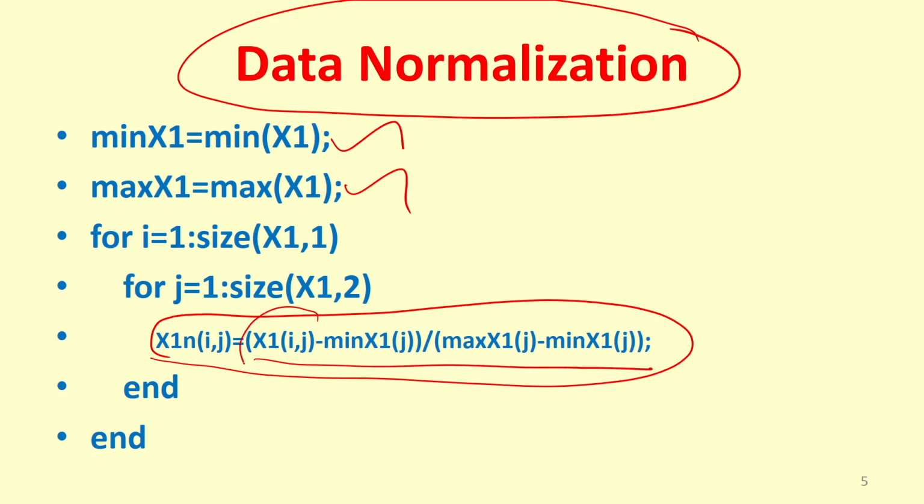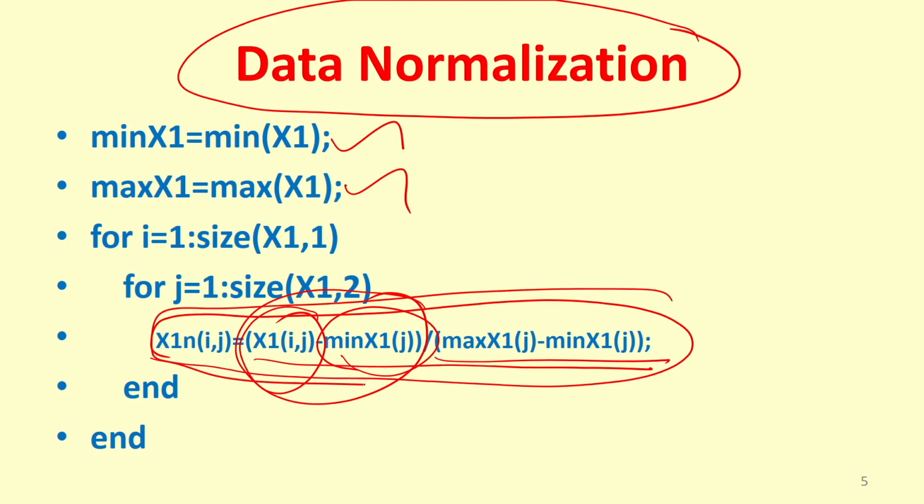A particular value is taken, x1 of i comma j. From that particular value, the minimum value is subtracted, and the difference is divided by the maximum value minus the minimum value. So, this will give you the normalized value of x1. Now, you remember, like x1n we have y1n, we have to create y1n, and we have to create x2n, and we have to create y2n.